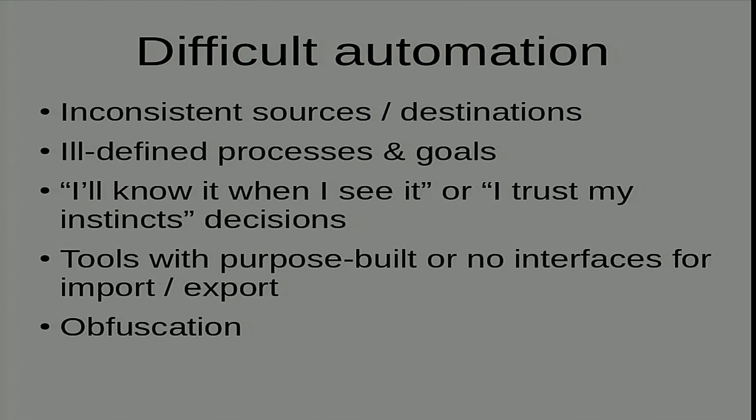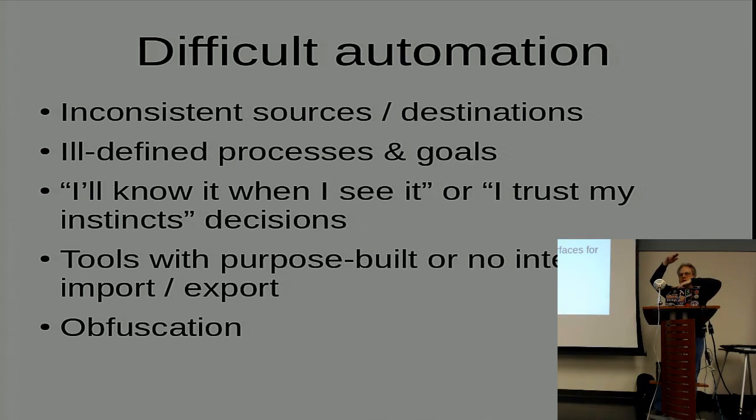Things that are difficult: inconsistent sources and destinations. Again, the Excel spreadsheet where the headers are maybe anywhere between 1 and 10 rows down. Ill-defined processes and goals. So we don't necessarily know why it is that we're doing this particular thing. Or this month it's this particular way that we're doing it, and the next month it may be something else that we're doing, and so on. And things that consistently change. A lot of organizations have a lot of churn, and a lot of people with a lot of churn have very interesting ideas of how they want things to work. So what worked last month may not work this month.